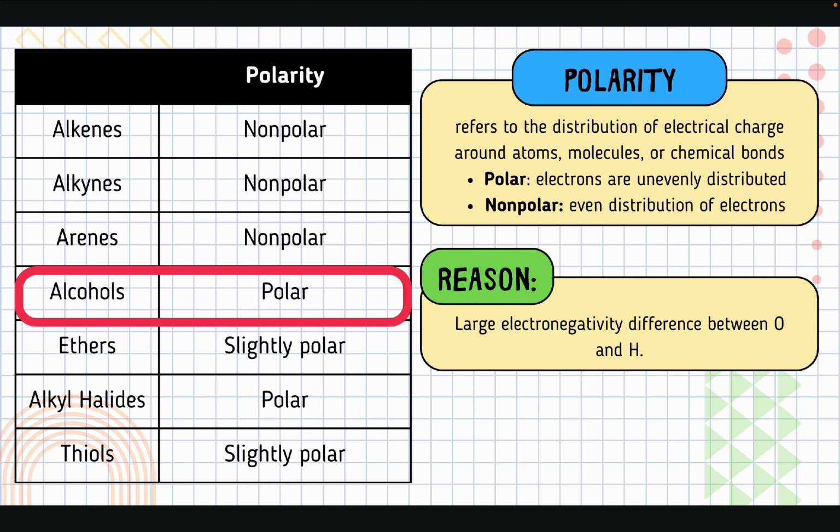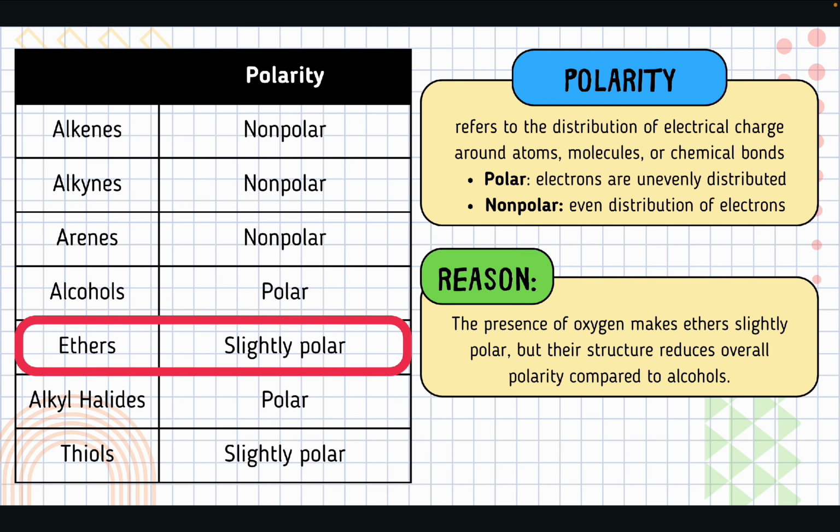Alcohols are polar because the hydroxyl group is highly polar. There's a large difference in electronegativity between oxygen and hydrogen. Oxygen is much more electronegative, pulling the shared electrons closer to itself. Ethers contain an oxygen atom that is more electronegative than carbon or hydrogen, giving it some polarity. However, because the oxygen is between two R groups or alkyl groups, remember it's ROR, the polarity is reduced compared to alcohols.